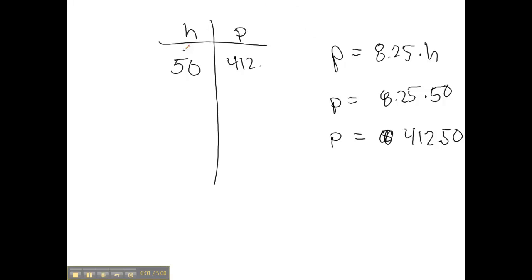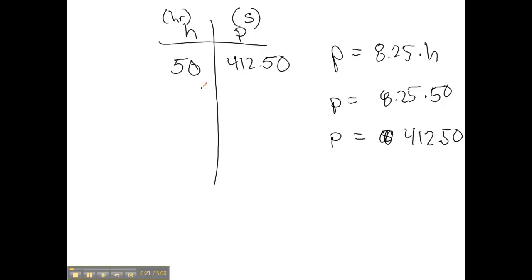In the last part, we had just determined that 50 hours of work would result in a pay of $412.50. A lot of times also, you probably are used to this, we would put our units up there as well just so we know what these are representing. So 50 hours corresponds with an output of $412.50.